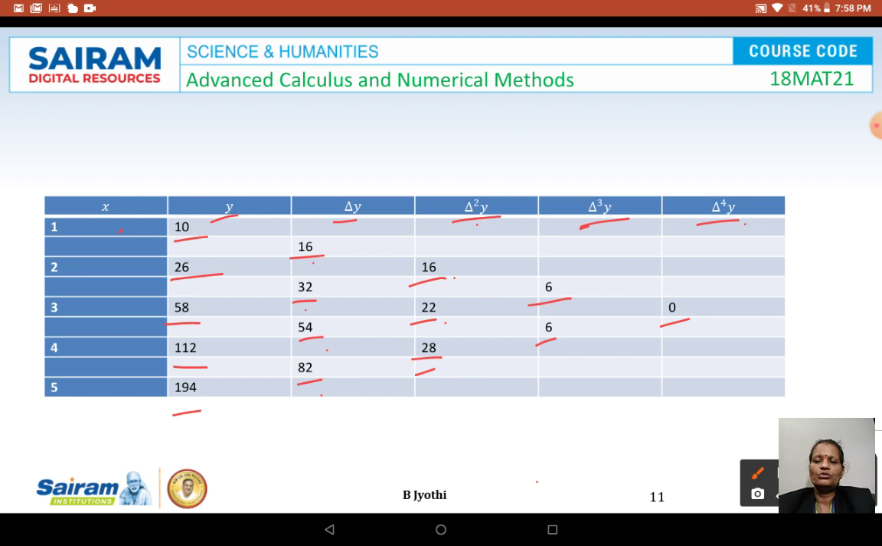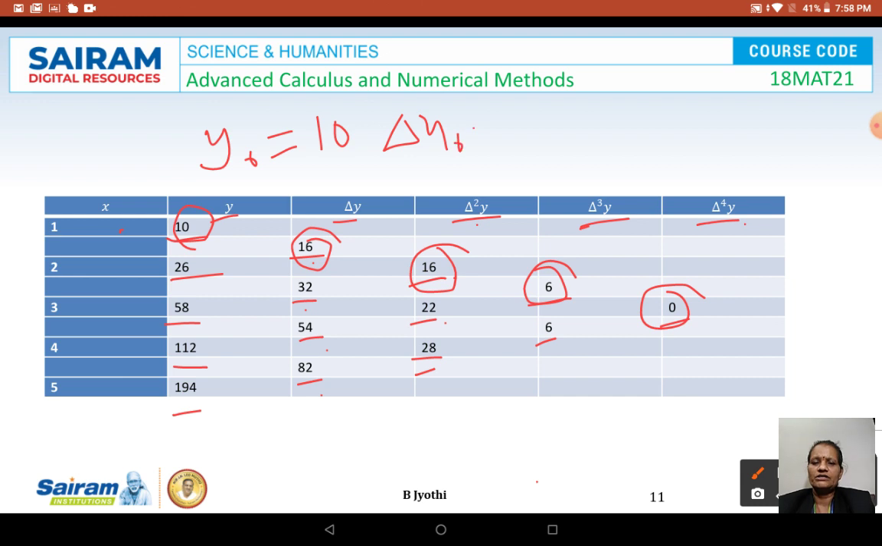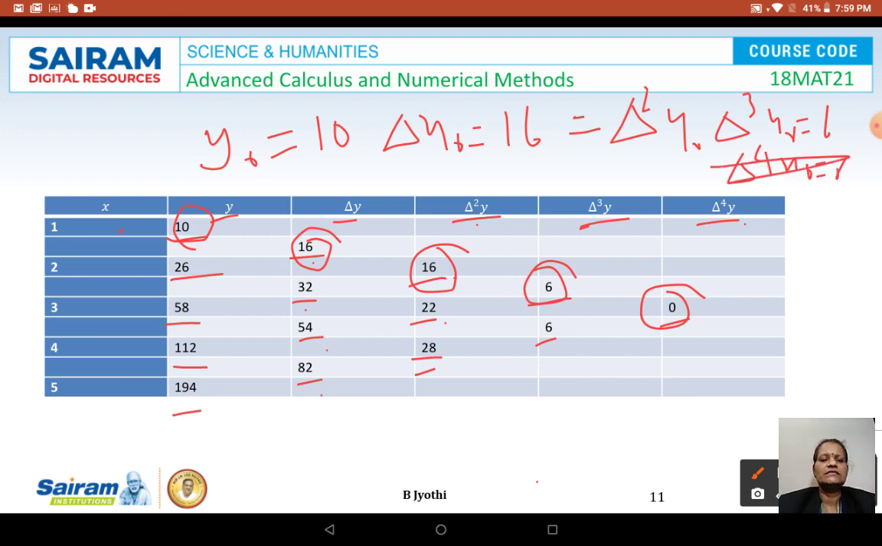We need to refer to these values, that is 10, 16, 16, 6 and 0. These are the values: y0 is equal to 10 and delta y0 is equal to 16. Delta square y0 is also 16, delta cube y0 is 6 and delta power 4 y0 is 0. So delta power 4 y0 is not required because it is already 0.